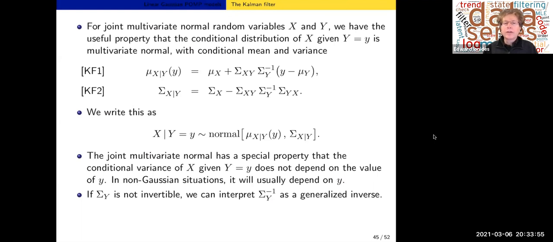Note the nice property here that the conditional variance of x given y equals little y doesn't depend on the value of y. In general, for a conditional distribution, both the mean and variance depend on the value you're conditioning on, but not in this case. The formula KF1, KF2 seems to need sigma y to be invertible. If it's not invertible, you can interpret sigma y inverse as a generalized inverse and the equations still work out.